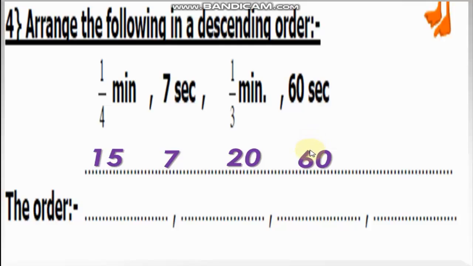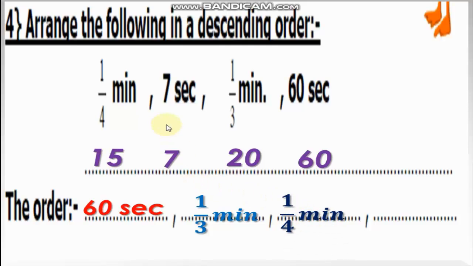The greatest one here is 60. So we'll write 60 seconds at first. Then 20 equals third of a minute. Second one will be third minute. And 15 equals quarter minute. And the last one here is 7 seconds.